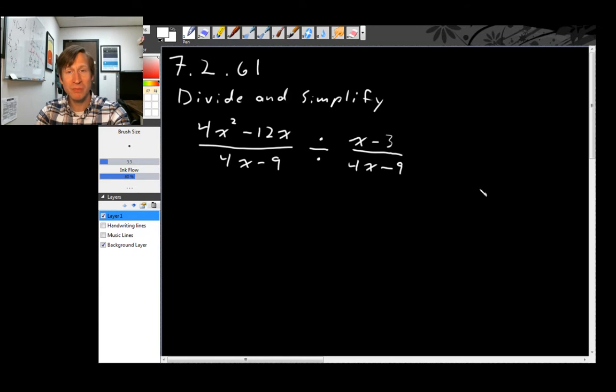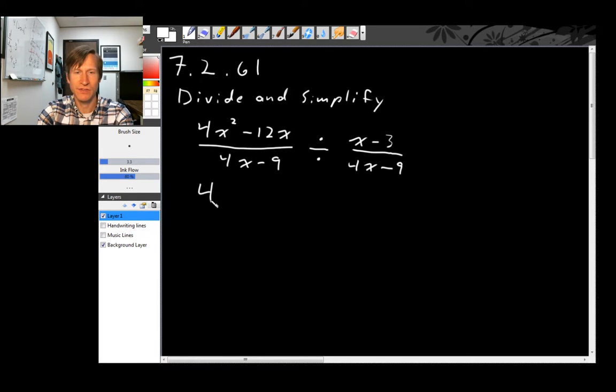So the thing to remember about rational expressions is they're really just fractions. So ask yourself, how would you divide two fractions? Dividing two fractions is the same as multiplying by a reciprocal of the second one. So we can convert this division into multiplication by taking the reciprocal of the second rational expression.